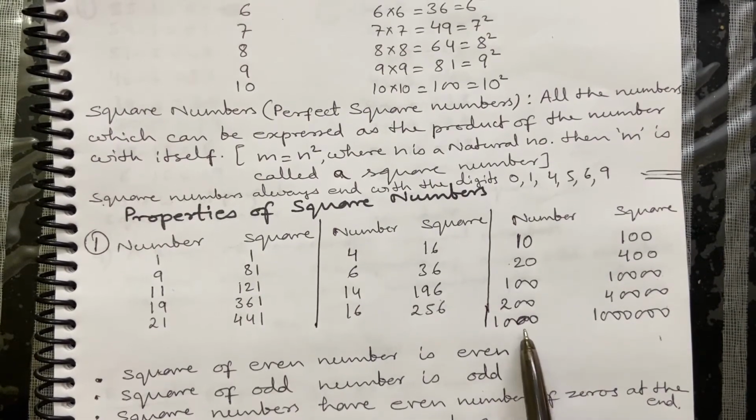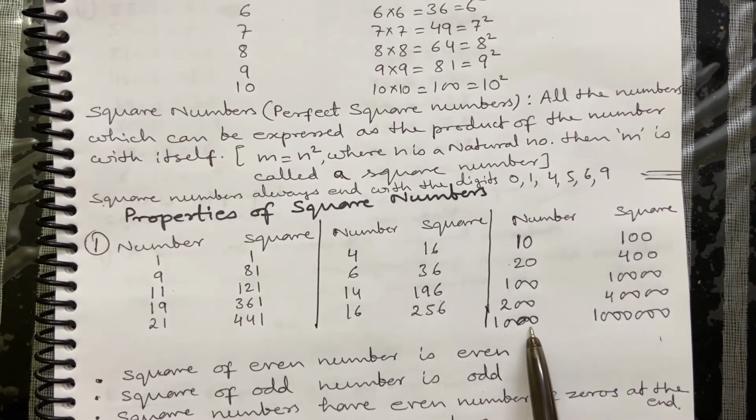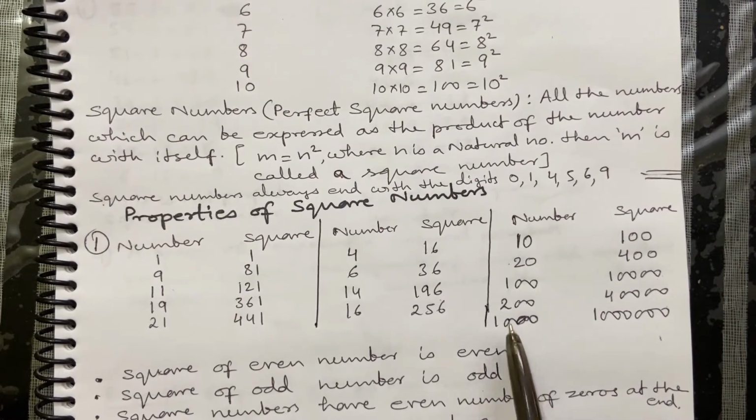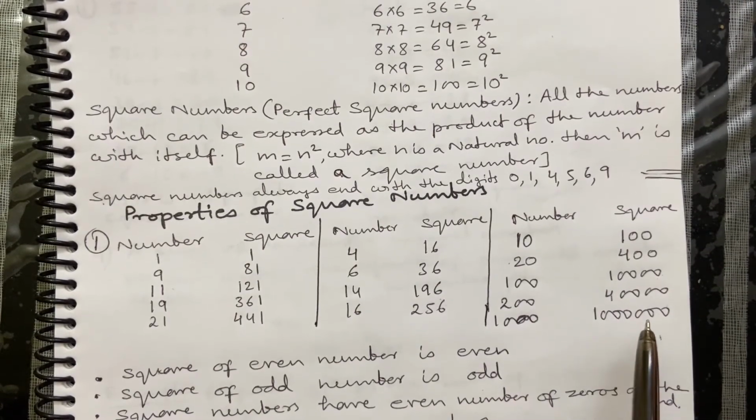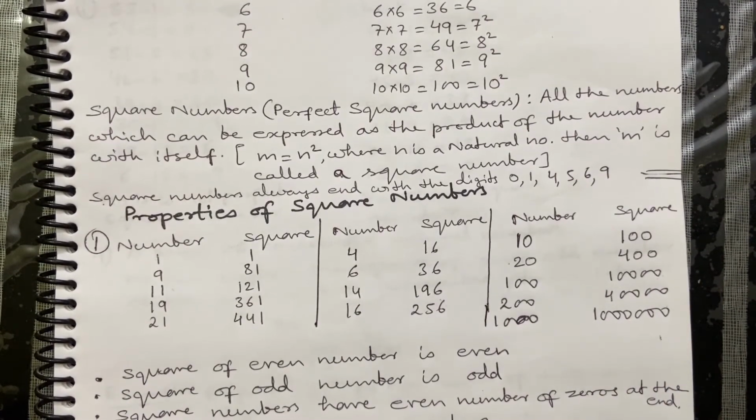So it means when the number is ending with the digit 0, its square number will also end with the digit 0, but the number of zeros will double. Now, some more points I have noted down here. Square of even number is even.